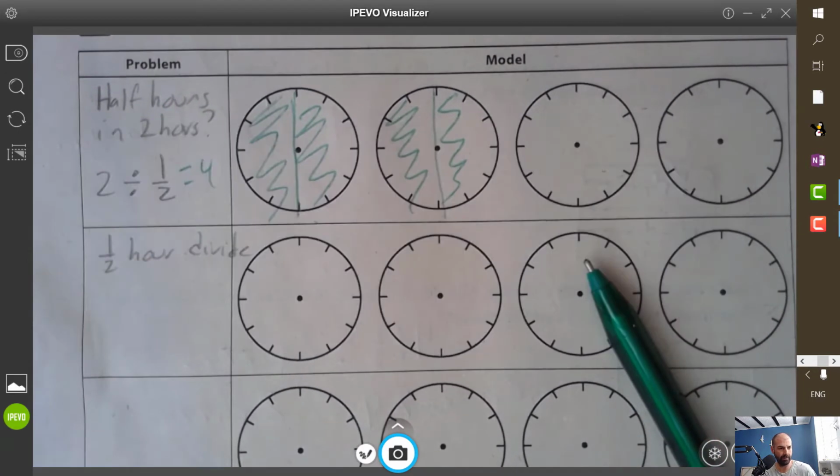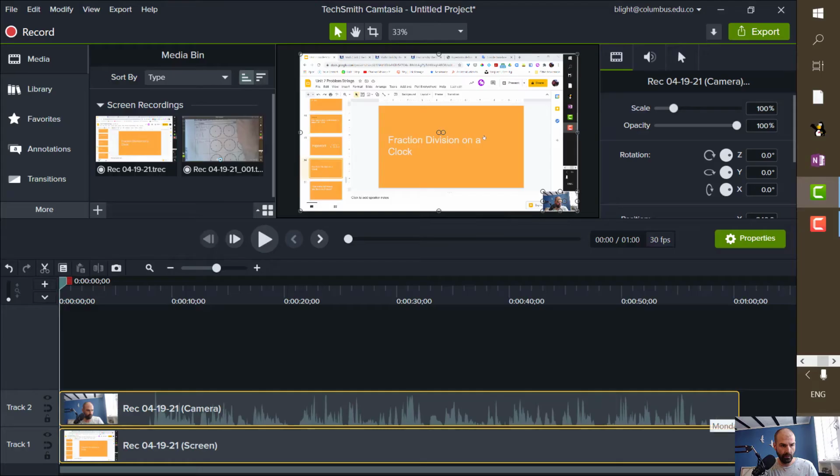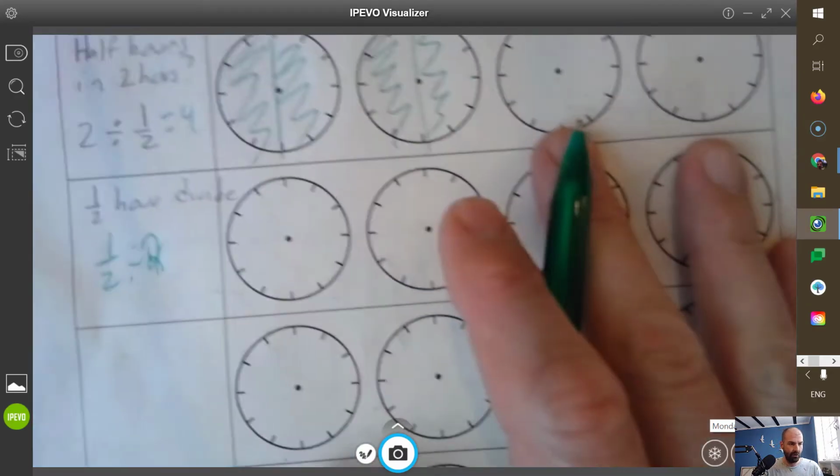Let's see what the next problem is. The next problem is, what is 1/2 an hour divided into 2 equal amounts of time? So we have that 30 minutes, and we're dividing it into 2 equal parts. What is that problem that we're going to work on? That's right, 1/2 divided by 2, all right?